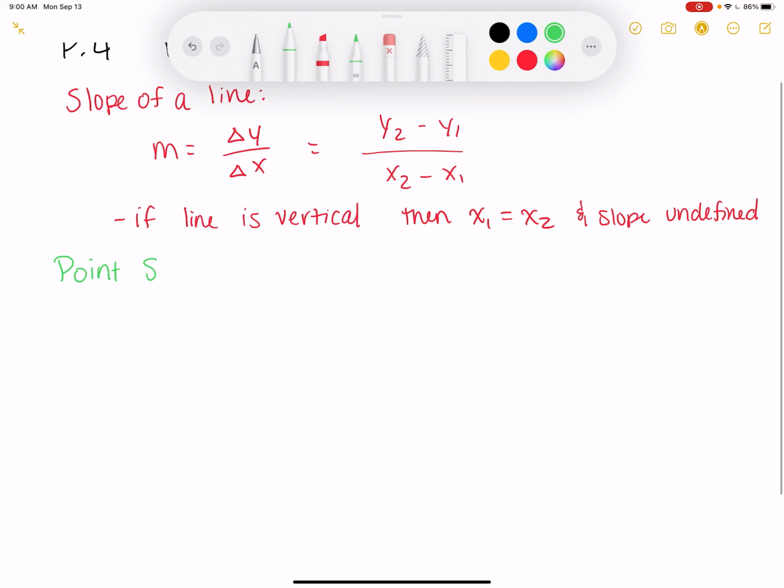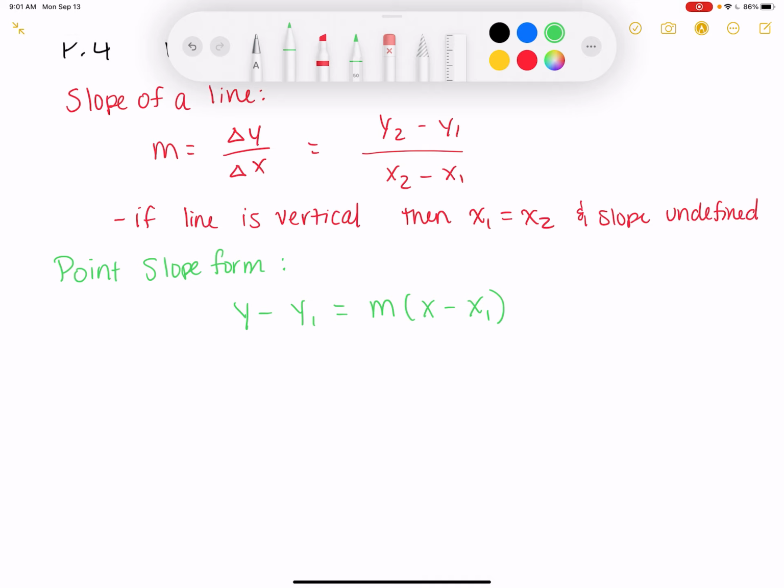Point slope form. I will tell you this is the most beneficial form for any math you do beyond this, because it's pretty much what everything has to be in for calculus to get information. So there's two ways you can write it. The way I always wrote it is this: y minus y1 is equal to m times x minus x1. The x1, y1 is the point that you're given, and m is your slope.